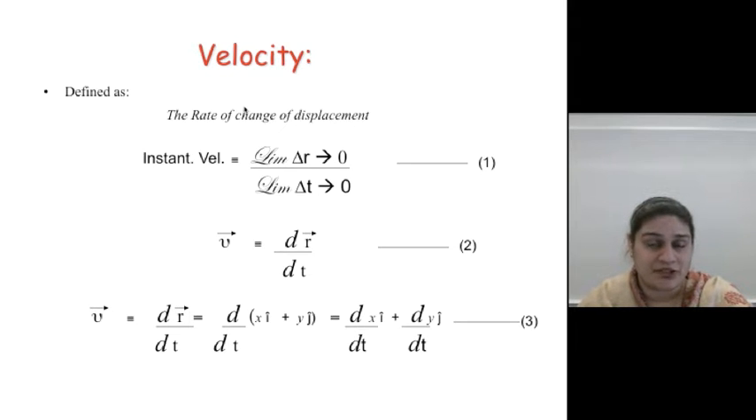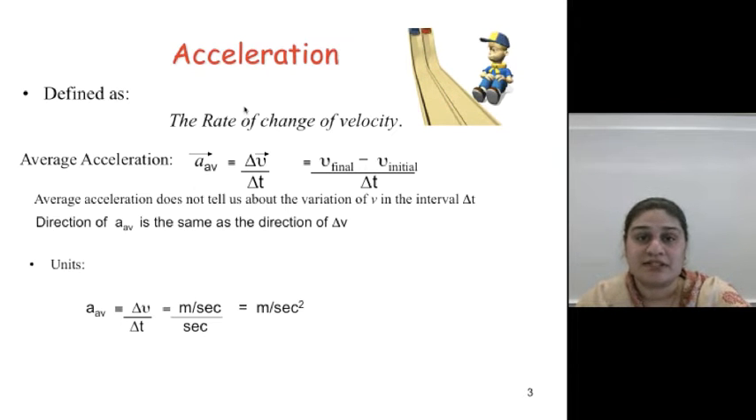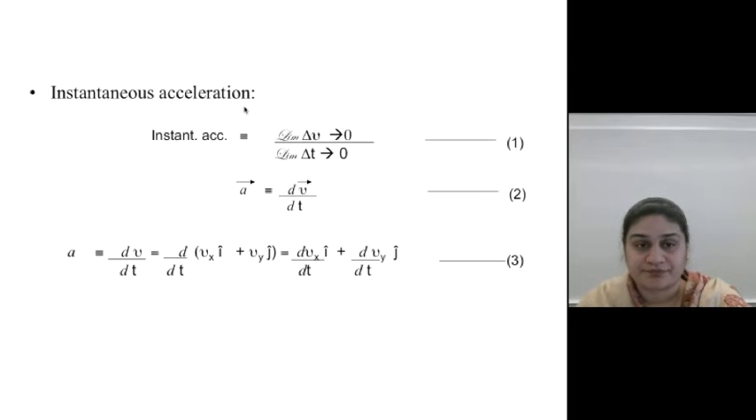Since r is a vector, a displacement, it is going to have components: an x and y component followed by the unit vectors i and j. Acceleration is defined as the rate of change of velocity. The average acceleration is defined as dv over dt with units of meters per second squared. Instantaneous acceleration is also a vector quantity, so it is going to be dv over dt, and v is a velocity vector, so it has two components, vx and vy.